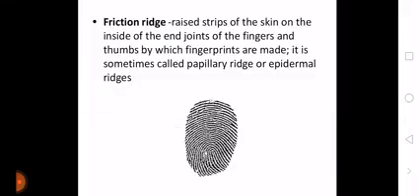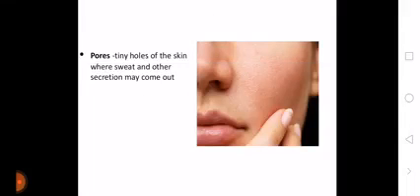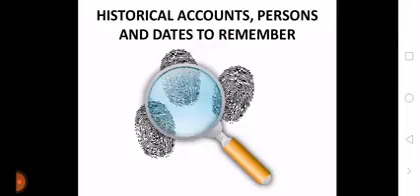Friction ridge. It is raised strips of the skin on the inside of the end joints of the fingers and thumbs by which fingerprints are made. It is sometimes called papillary ridge or epidermal ridges. Pores. They are tiny holes of the skin where sweat and other secretions may come out. Next is the historical accounts, persons, and dates to remember.